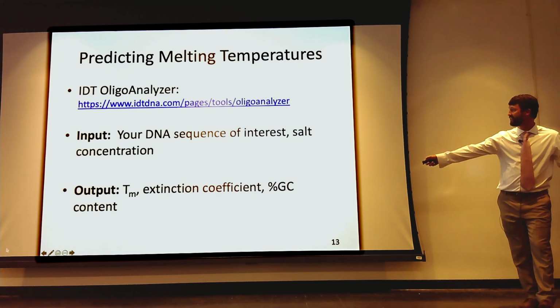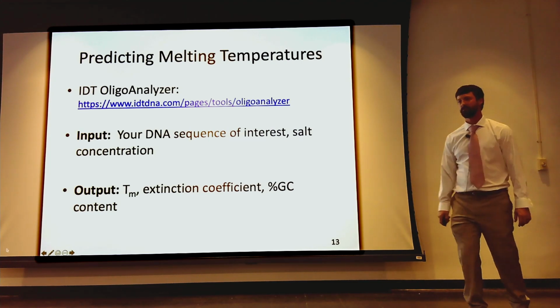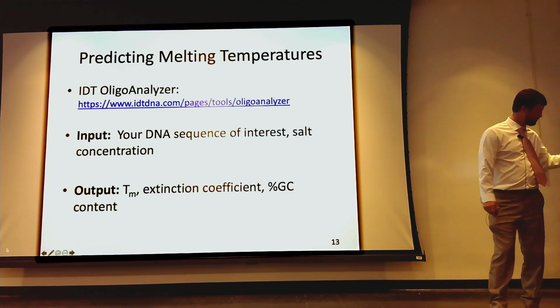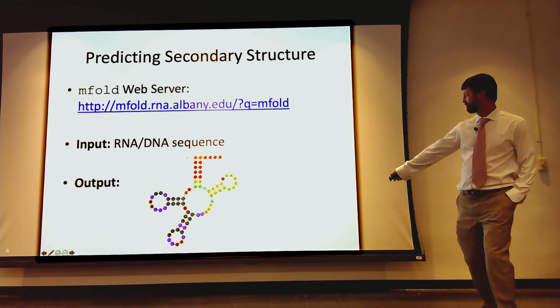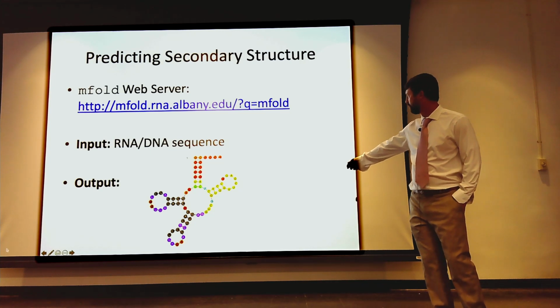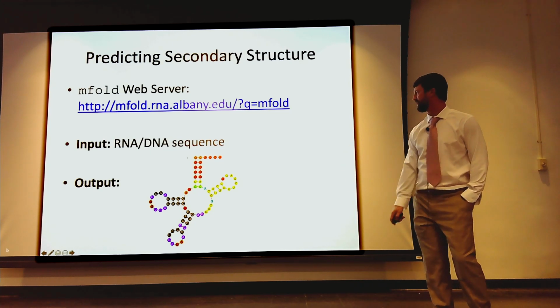All right, so you need DNA sequence. As we said earlier, we need a salt concentration. And it's going to tell you what the melting temperature is. It's going to give you an extinction coefficient. It'll tell you the percent GC content. Right? Look at this. We can get really cool structures. We can get these loops and these hairpins forming inside a single strand.